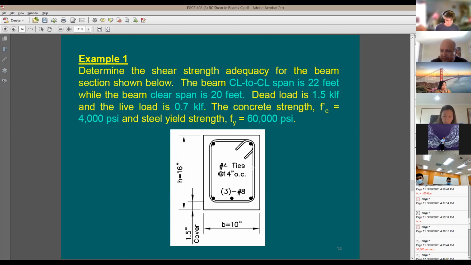And guess what? This is going to be your s in your analysis, the spacing, right? And number 4 is going to be the tie. And your Av in this case is going to be equal to 0.4. Why 0.4? Because if you cut a section through here, you cut through 2 rebars, right? So your Av is going to be equal to 2 times 0.2, which is 0.4 square inches.